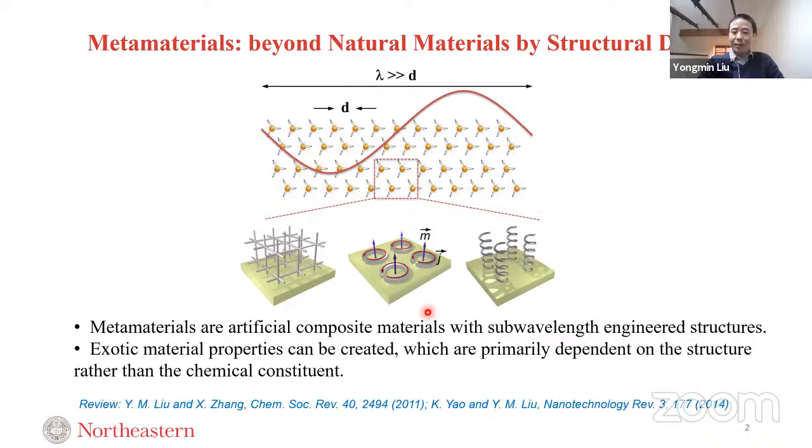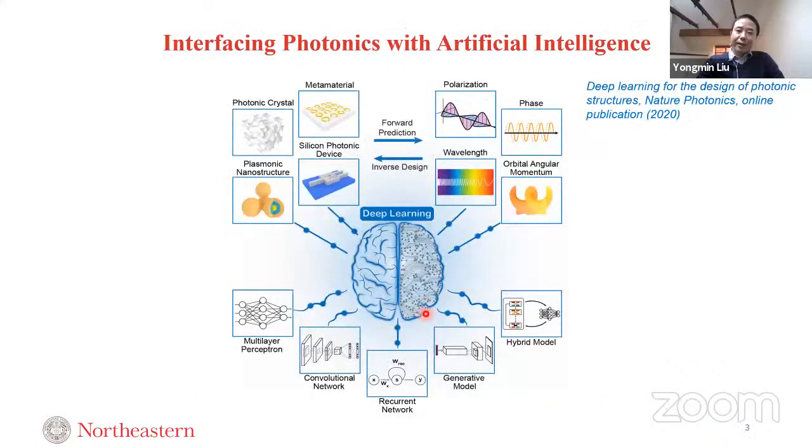Starting from about 3 years ago, there has been strong interest in exploring artificial intelligence, such as deep learning, to accelerate photonic design, including metamaterials, photonic crystals, integrated silicon photonic devices, and also nanoplasmonic structures. By using this data-driven approach, we can unlock this highly complicated structure and property relationship. For optics, we are working on polarization, phase, wavelengths, and so on.